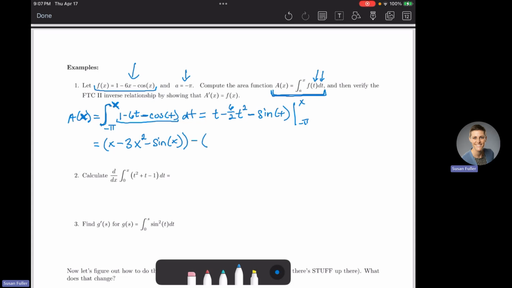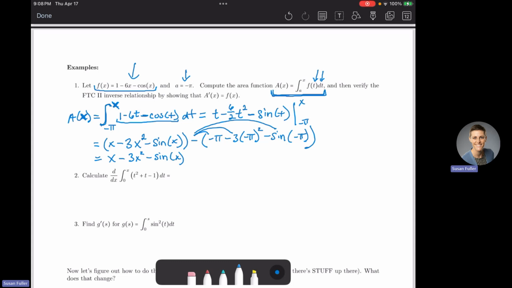And now I'm going to subtract negative pi plugged in. I'm going to get negative pi minus 3 times negative pi squared minus the sine of negative pi. And now we have to evaluate this. In this first one, they're all variables, and I don't have any like terms, so this is going to stay x minus 3x squared minus the sine of x. And now I'm going to distribute this negative and simplify all of this stuff.